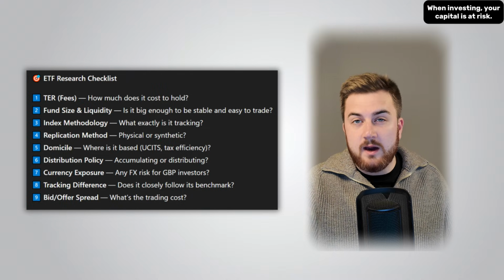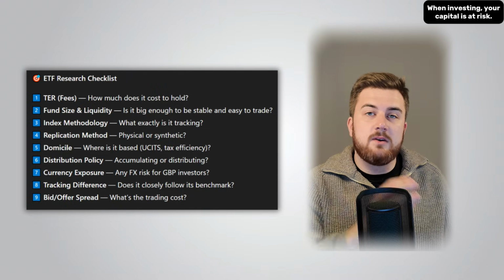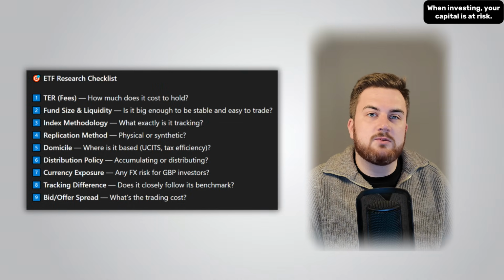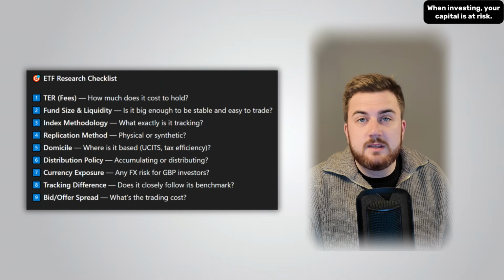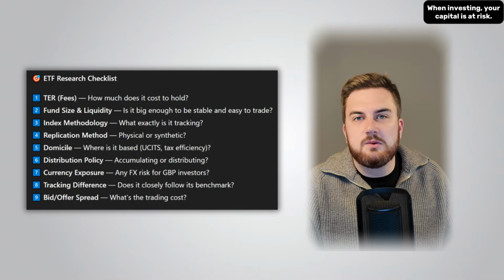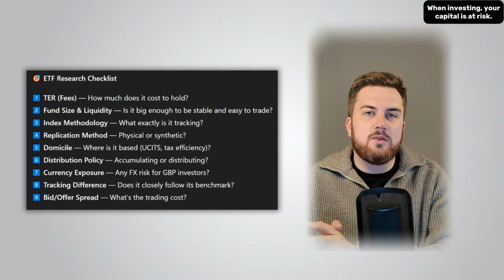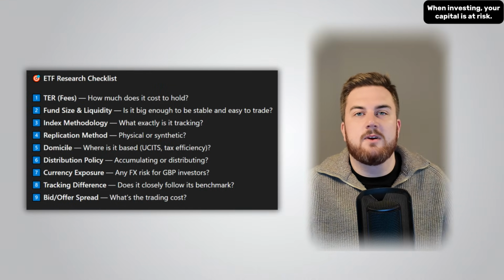Index methodology. What actually is the index it's tracking? I used a very simple example here of a FTSE 100 ETF, but in some cases, ETFs will track indexes with specific filters, whether that be quality, value, or they might have an ESG filter for like ethical investing. Make sure you understand what the actual index is that the ETF tracks.